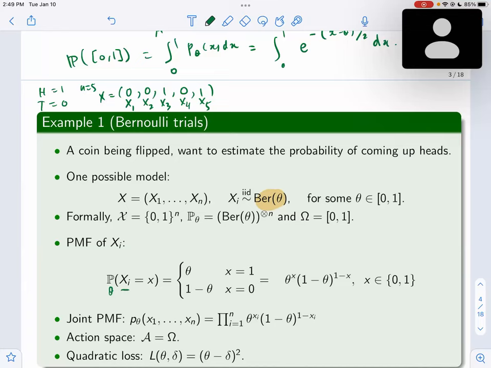If you want to be formal, the sample space is this binary cube, {0,1} to the n. What does this notation mean? It's a Cartesian product. This is the set of all possible binary sequences of length n. And p theta, again a formality, is a product measure: Bernoulli theta, fancy product, Bernoulli theta. If you know what a product measure is, this is that. If you don't, it's just the distribution of a random vector whose entries are IID from Bernoulli theta. This is specified completely based on the marginal.